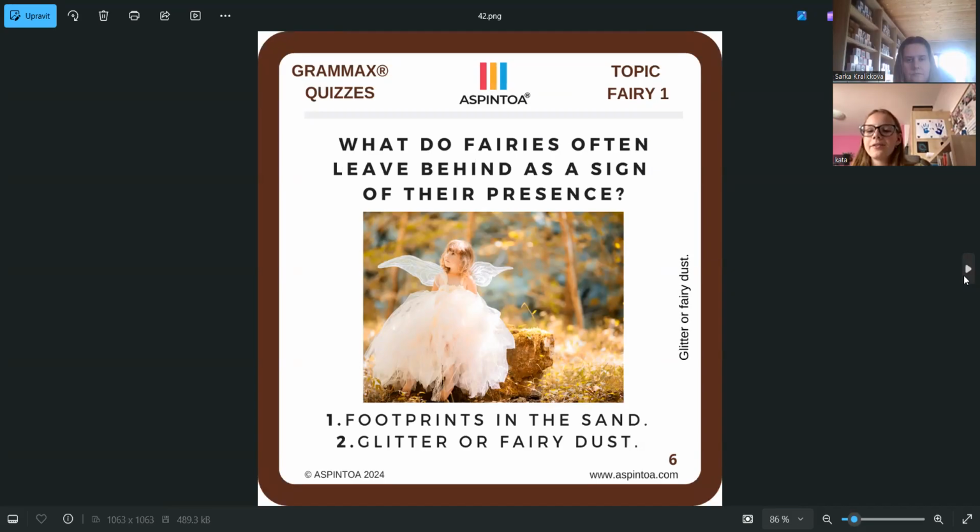Okay, I think glitter or fairy dust. Okay. So we can just put it again into a sentence. So fairies often leave behind the glitter or fairy dust as a sign of their presence. Takhle bych to pak využila všechno. Jako znamení jejich přítomnosti. As a sign of their presence.